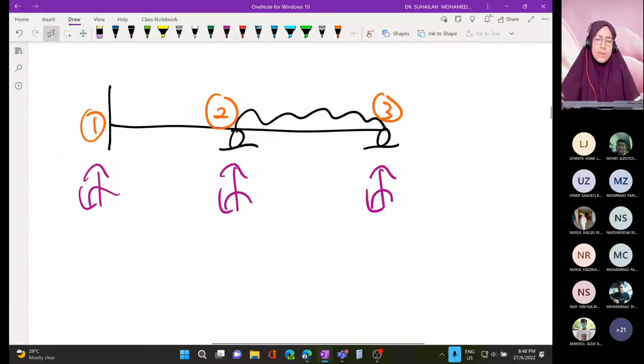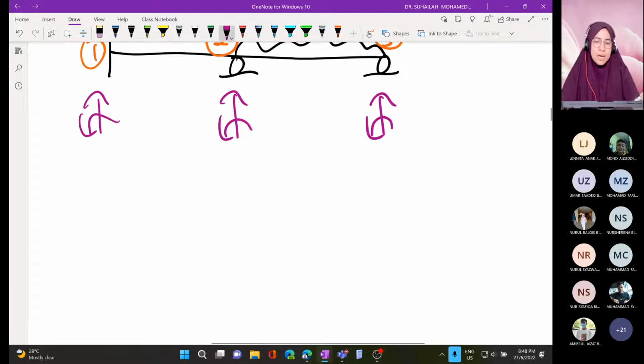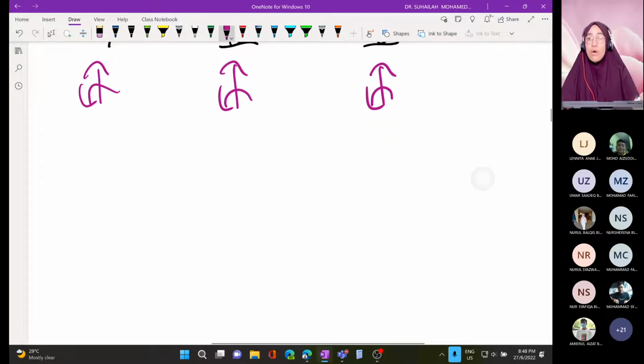So how many degrees of freedom? Because there are 3 nodes, because there are 3 joints, we will have 6, which we get from 3 times 2. And of course, we have to label the degrees of freedom according to unconstrained, then constrained.